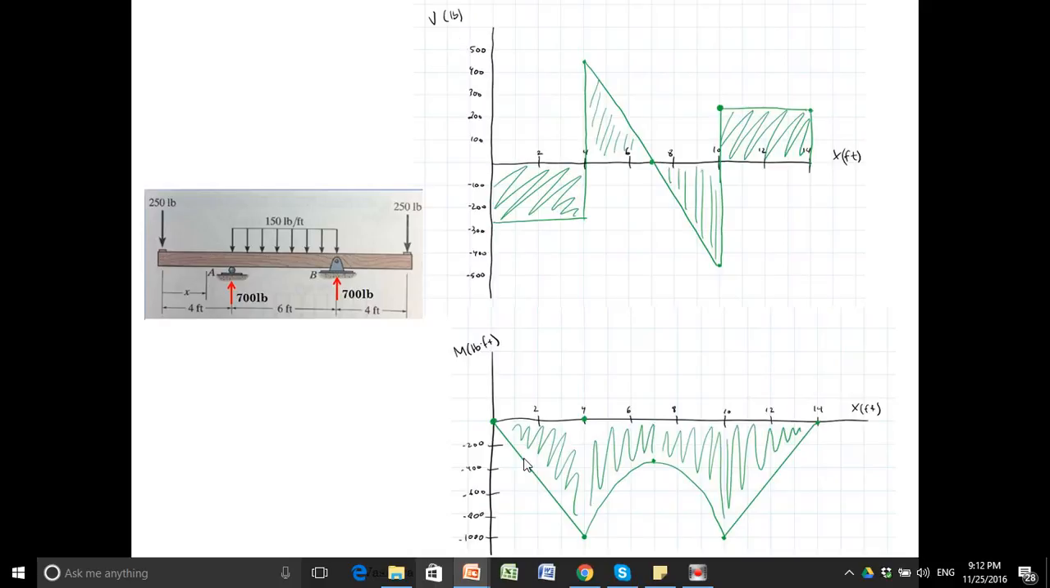Looking at shear to moment, our shear here is constant, so our moment is linear. Our shear here is linear, so our moment is parabolic. Our shear is constant, so our moment is linear. And this is a very, very good example, and it touches on pretty much everything that you need to know on how to use the area from a distributed load to get to shear, and then the area from the shear to get to moment.